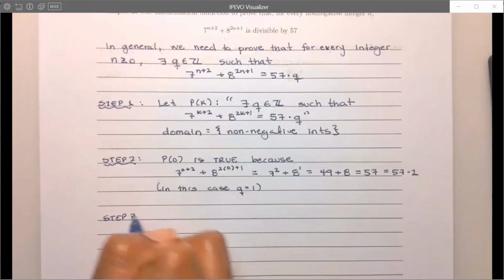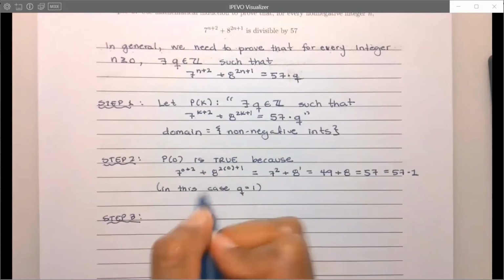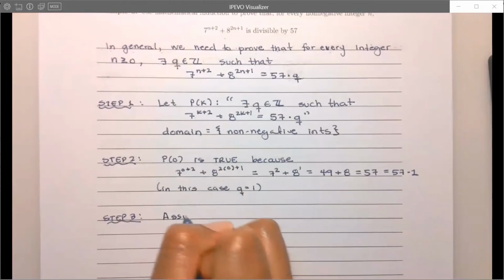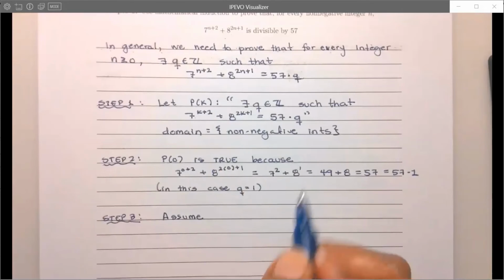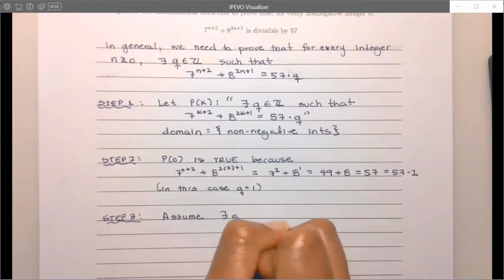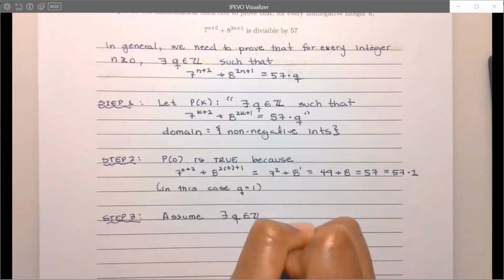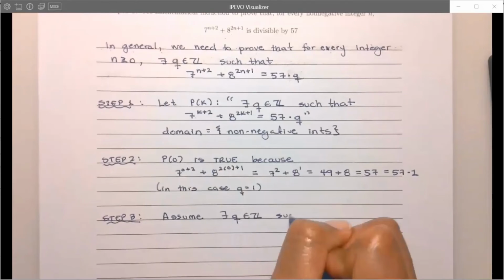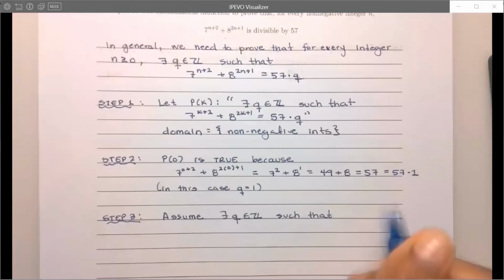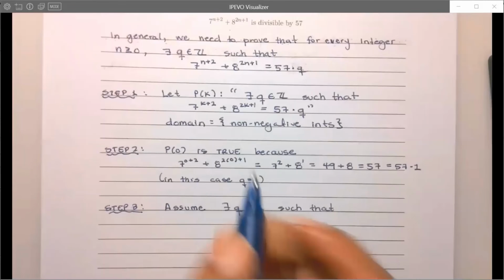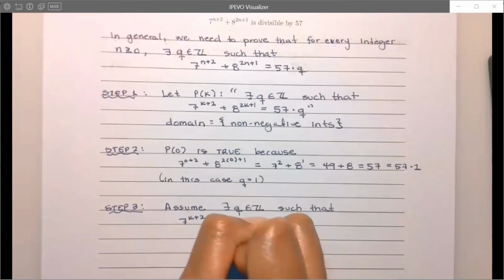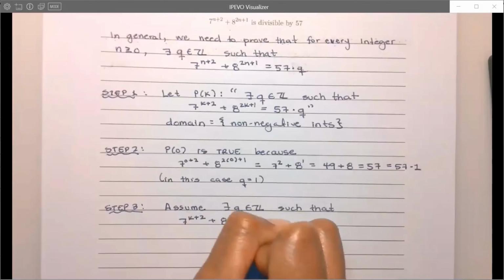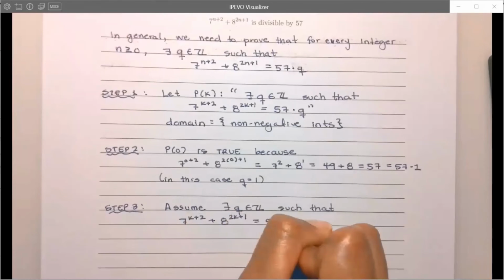Let's try to prove the inductive step. We're going to start by assuming that P of k is true. And that means that there exists some integer q such that this statement is true. So such that 7 to the k plus 2 plus 8 to the 2k plus 1 is equal to 57 times q.